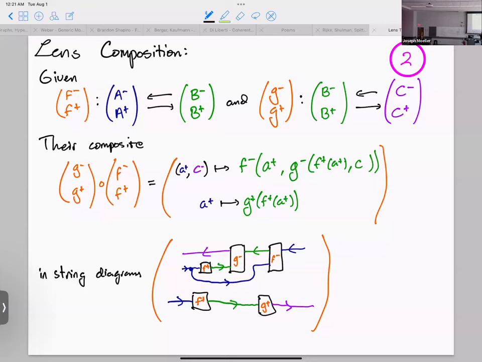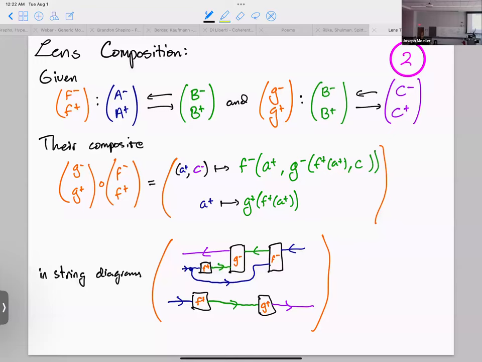f minus takes in an a plus and a b minus and gives us an a minus. So we take in our a plus over there, and now we just need a b minus. We can get that b minus from our g minus, which is at the top. The g minus takes a g plus and a c minus and gives us a b minus. But the problem is we don't actually have a B plus originally. We started with an A plus. So how do we get the B plus? Well, we can use the first pass forward to take the A plus into f plus of a plus, which is a B plus. Then we can plug that into the g minus to bring the C minus back into a B minus. And that's our composite there.